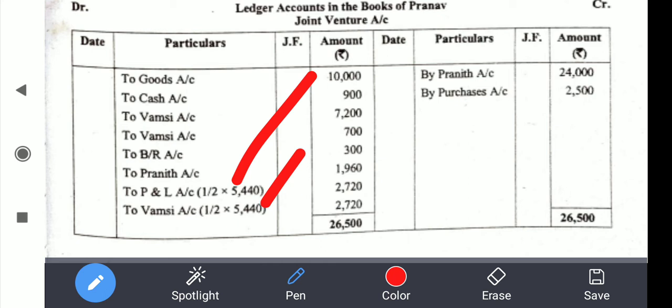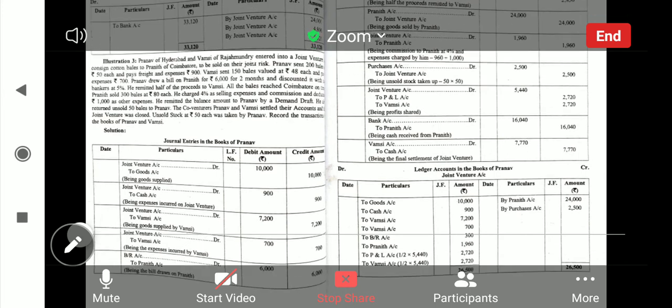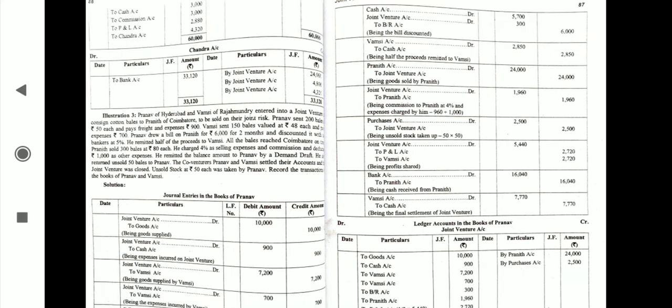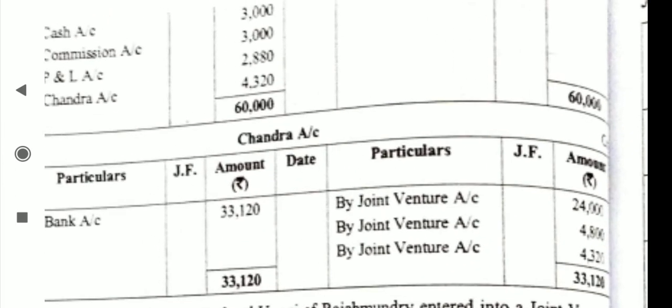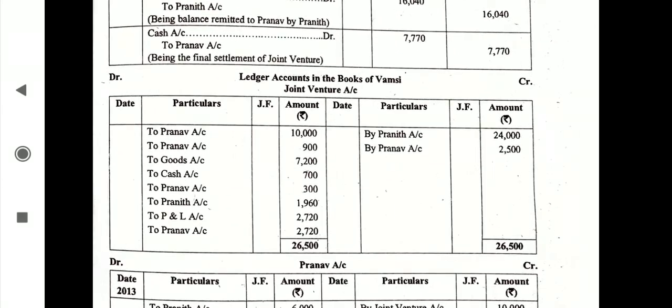Okay, let us discuss the format of Vamshi. So here Vamshi's role is just to receive the goods. Here Vamshi also supplied the goods. So here how much worth of goods supplied by Vamshi? 7,200. 7,200 worth of goods supplied by Vamshi.